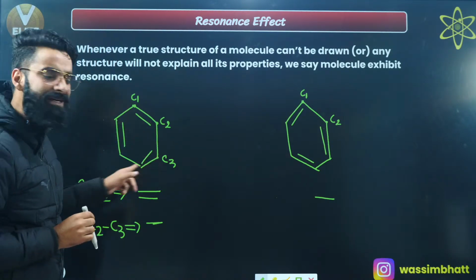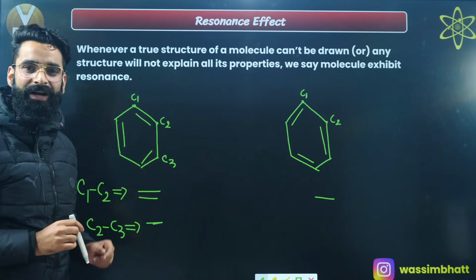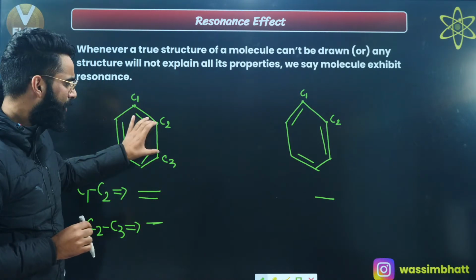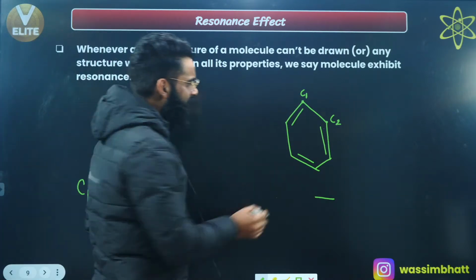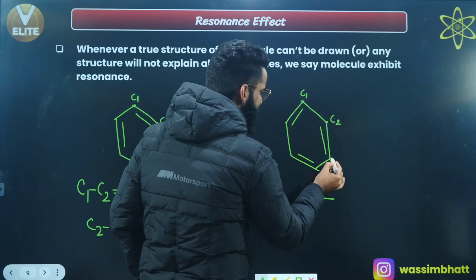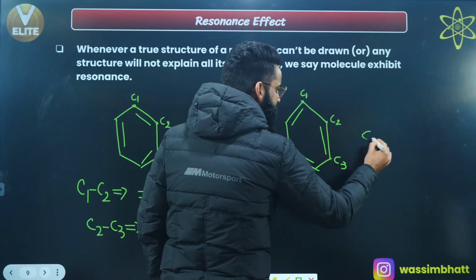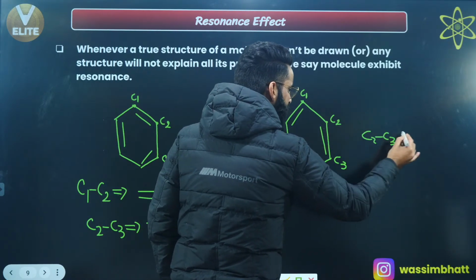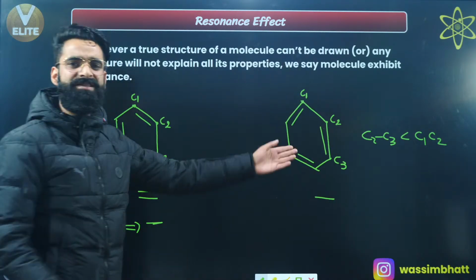So in benzene, you have two different types of bond lengths, due to the presence of double bonds and single bonds, as per this structure. Similarly, in this one, there is a single bond between C1 and C2, and a double bond between C2 and C3. So the C2, C3 bond length will be less than the C1, C2 bond length, as per this structure.